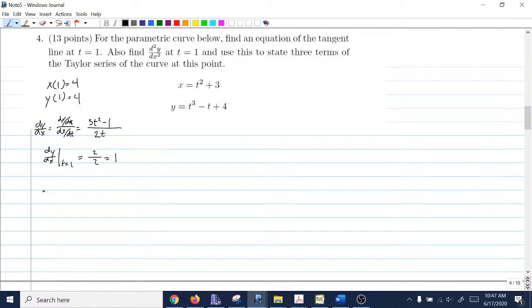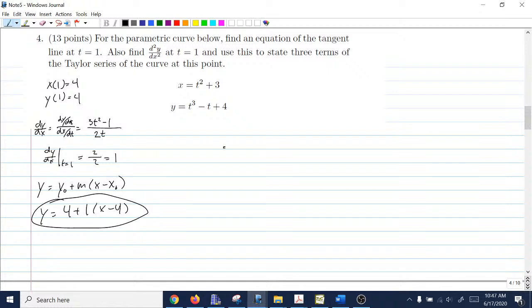So I can write a tangent line as y equals the y value plus the slope, x minus the x value, and I have all those things. It's going to be y equals 4 plus 1 times x minus 4. If you are crazy about slope-intercept form, you can do that, but I don't care. Also find the second derivative at t equals 1.